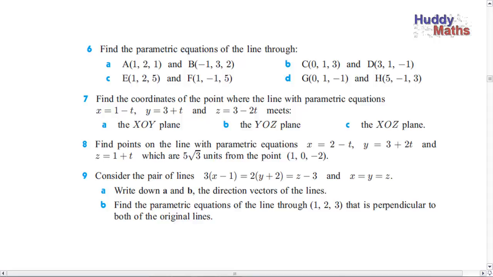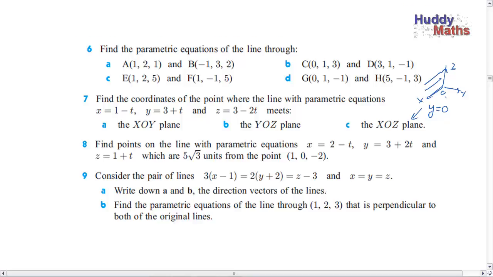So here, find the coordinates of the point where the line with these parametric equations meets the x, o, y plane and so on. You have to be a little bit tricky here because, I'll give you a hint, on the x, o, z plane, of course, y will be 0. Let's just check that. The x, o, z plane has y equals 0. So it's specifying one of the coordinates, and therefore we can specify t.